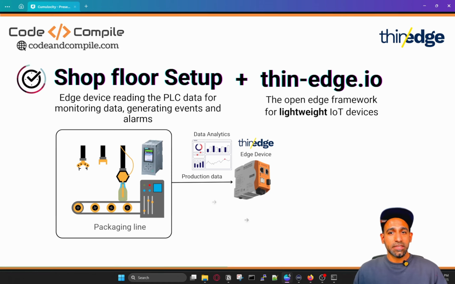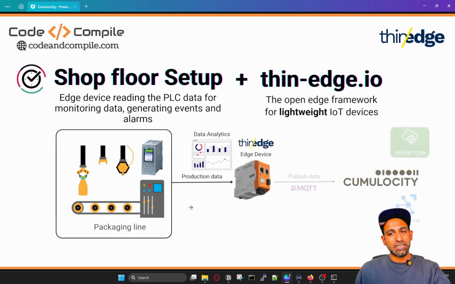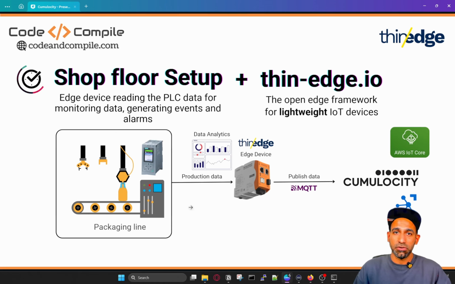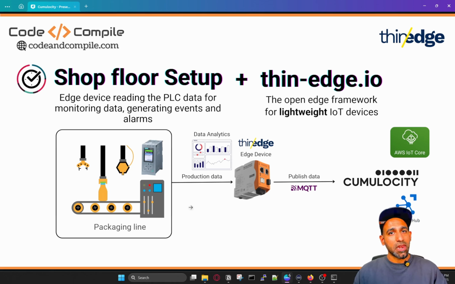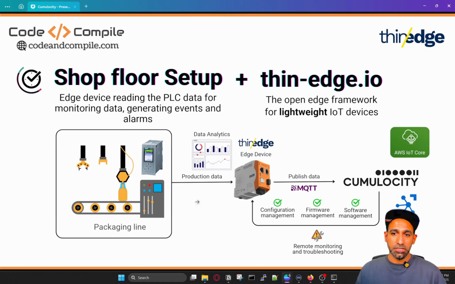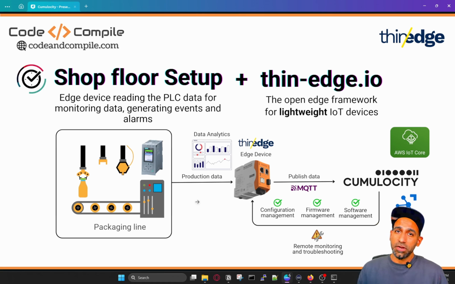And this ThinEdge is kind of like an agent that you need to install on your edge device. It not only publishes the data to cloud services like AWS, Cumulocity, or Azure, it also allows you to remotely monitor and troubleshoot your edge device. All right. You can do configuration management. You can do firmware management. You can do software management, which means if you need to install some extra software on your edge device, you can do that. If you need to change the configurations of your edge device, you can do that. If you need to update the firmware of your edge device, you can do that.